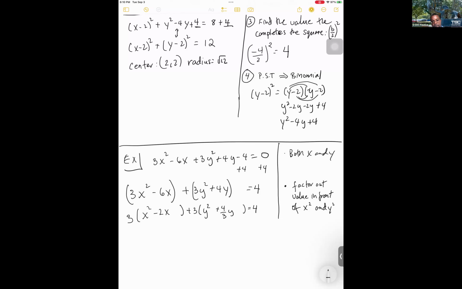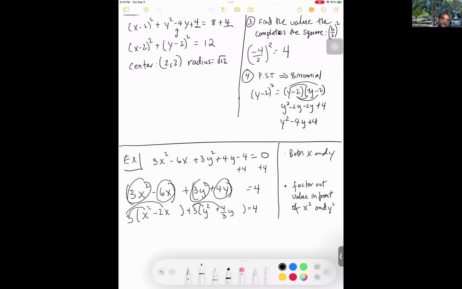You can always double check your work by falling back in. 3 times x squared is 3x squared. 3 times 2 is 6. 3 times y squared is 3y squared. 3 times 4 over 3y is 4y. And so I have not broken any mathematical rules.